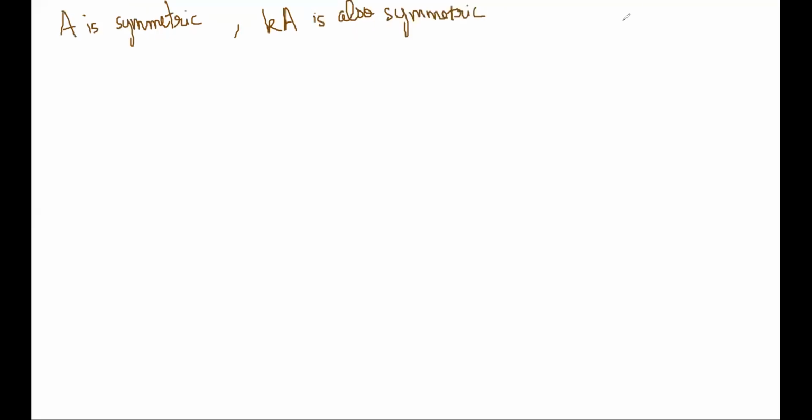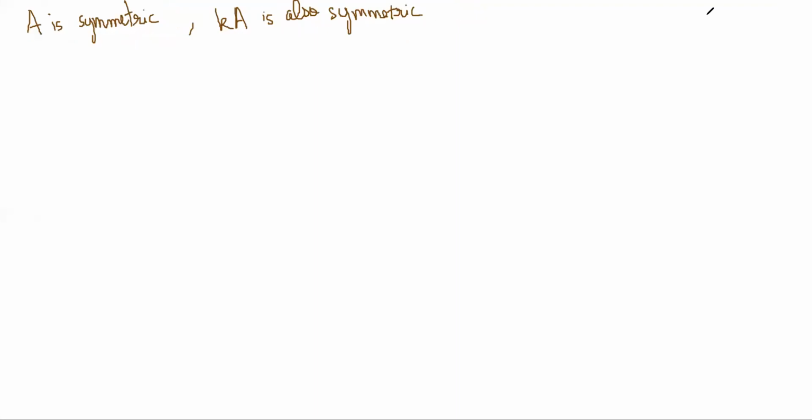Then one obvious lemma is that if A is symmetric, then K times A is also symmetric. And the same is true for skew symmetric. Basically, multiplication by a scalar doesn't change the nature of the matrix. So that is an obvious statement.